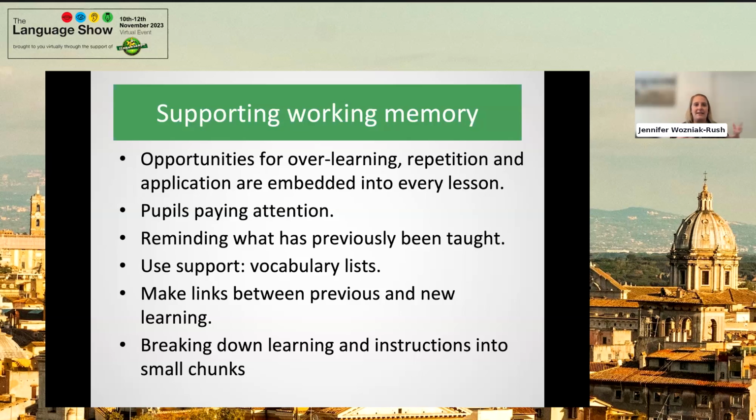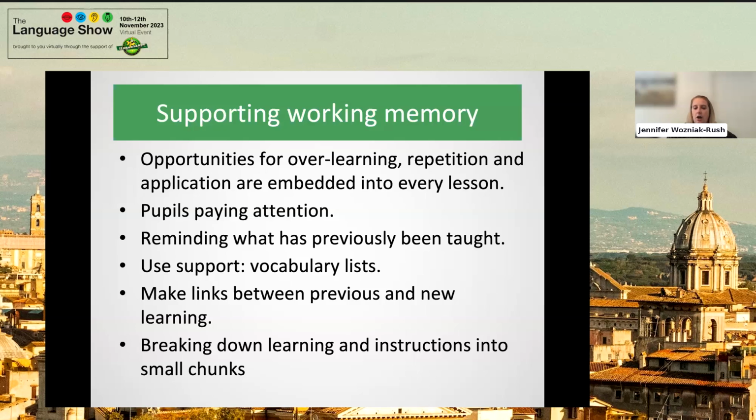So what can we do as languages teachers to support the pupils with their working memory? Well, first of all, make sure that they are paying attention. So don't start explaining something if you notice that some of your pupils are not paying attention. Remind them of what we have previously taught them, making the link: well, actually, now we're moving to this, because what we've learned before is going to help us with the next bit that we're going to cover. I always make all my vocabulary lists available for every lesson so the pupils can easily refer to them. So we use knowledge organizers, and you might want to do that.